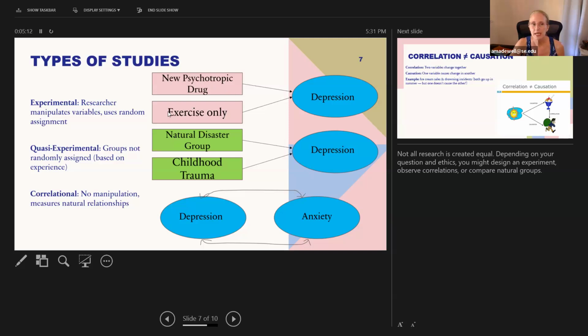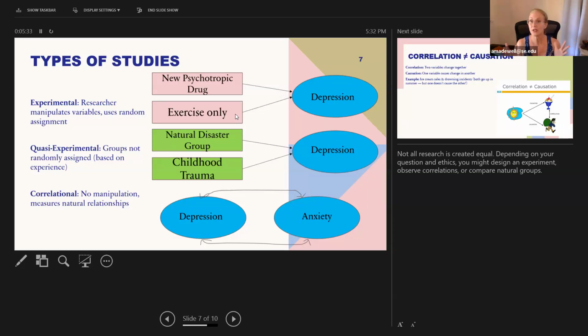Let's look at these two pink rectangles. So let's say you're part of a research team and you want to see what works best to reduce depression in college students. Can we give this new psychotropic drug, or can we have a group that just exercises only?